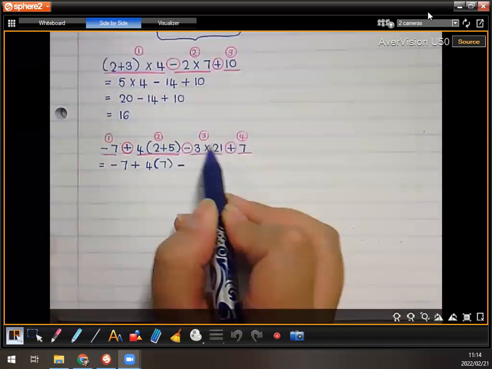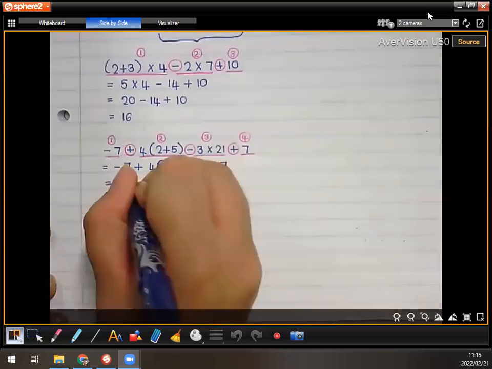Right, do we need to do anything here? No, it's already simplified, right? It's already a number. It's -7 plus. What do you do first? Do you multiply or do you do the bracket? The bracket, right? So 4 times 7. Now you can decide whether you want to keep it in a bracket, or you can write it as 4 times 7 if you want. That's why you can use the actual multiplication symbol.